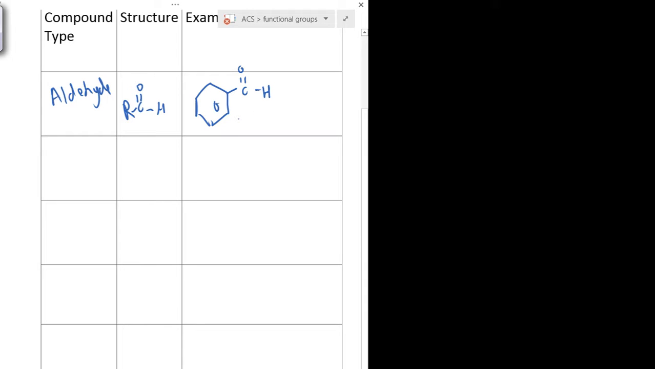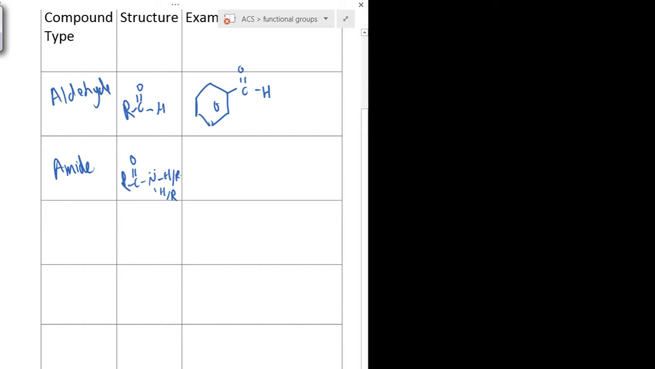The second group is going to be an amide group. And an amide group is an R group attached to a carbon, single bonded, and that carbon is double bonded to an oxygen. And that carbon is single bonded to a nitrogen, which is attached to two hydrogen slash R groups.